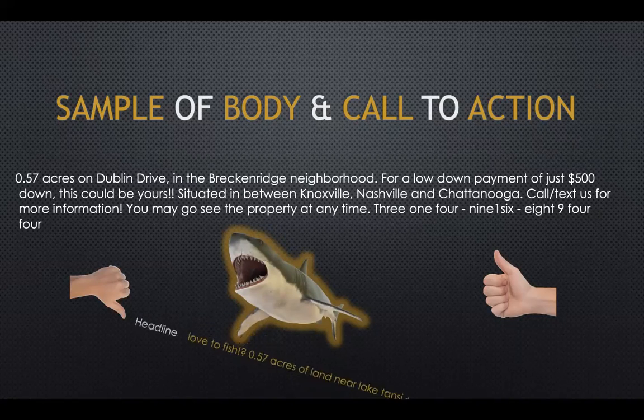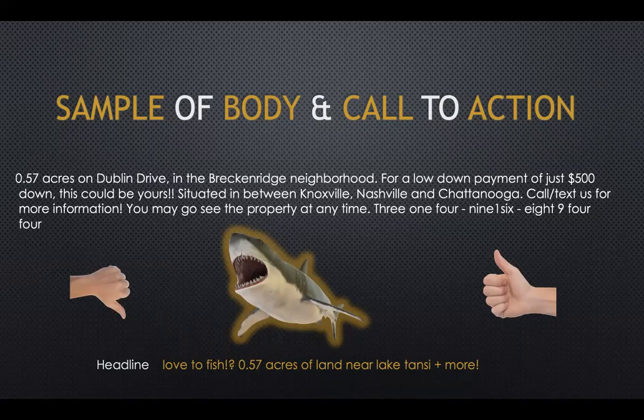What was the headline that went with this? Look at this headline though. This is the one that said, "Love to fish," and a couple of punctuations, 0.57 acres of land. Of course, that's how they started off their ad, near the Lake Tansy, and plus much more. I like the body and call to action of this ad, but I personally don't care for their headline. I don't know that I would even have opened this up unless I knew exactly where that lake was, and that's exactly what I was looking for. Then again, there's no right or wrong for this, but just see what you think about this.